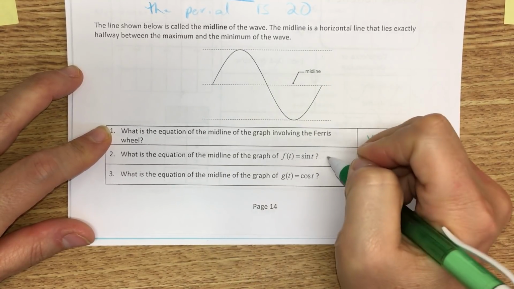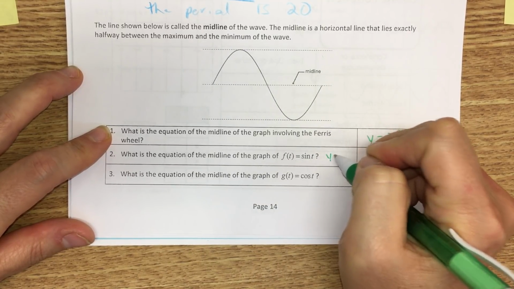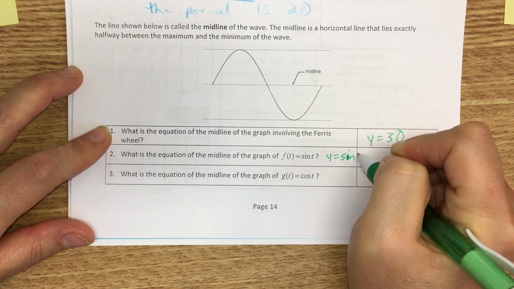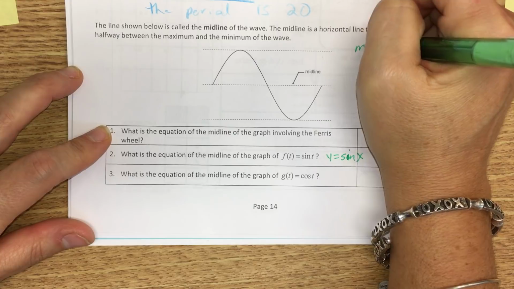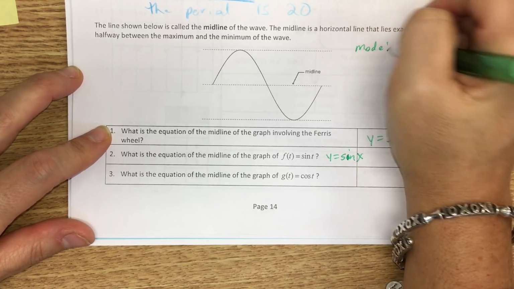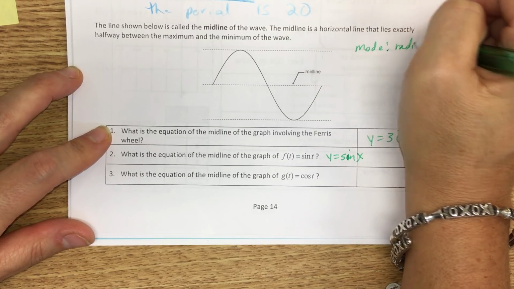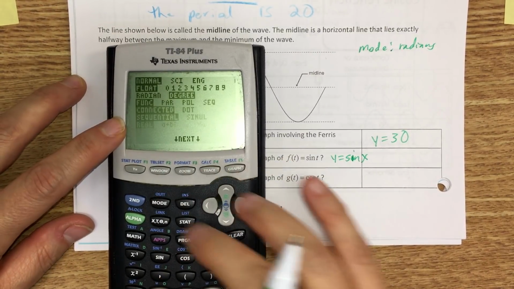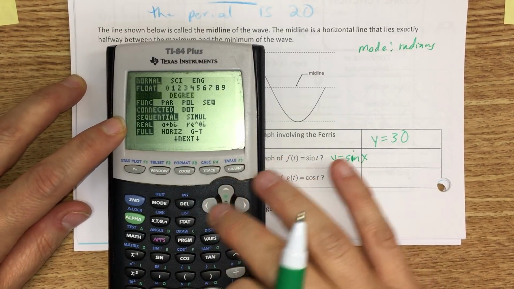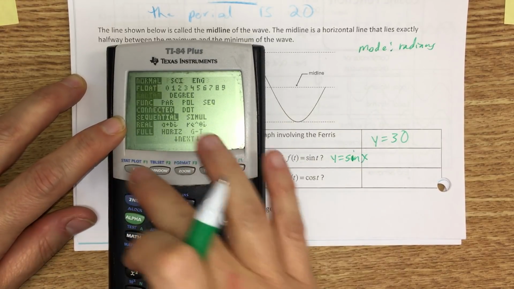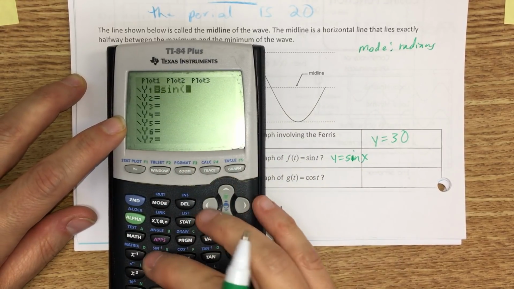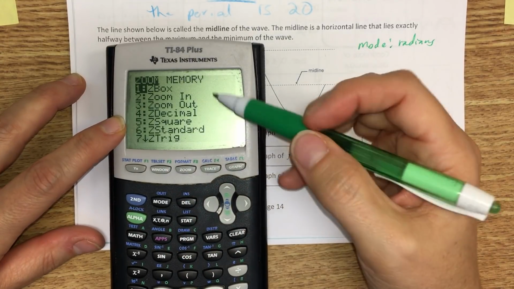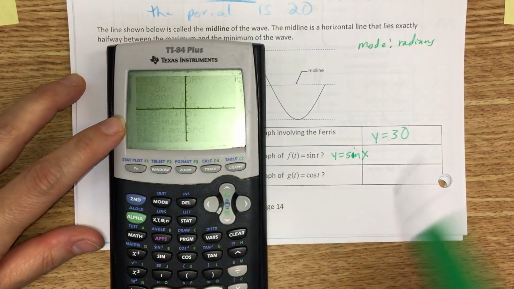Now, what I want you to do is go on your calculator and we're going to change some modes. I want you to change your mode to radians. This calculator is in degrees, so I'm going to switch it to radians. Then I'm going to go to y equals, and type in sine x. And I'm going to hit zoom trig.